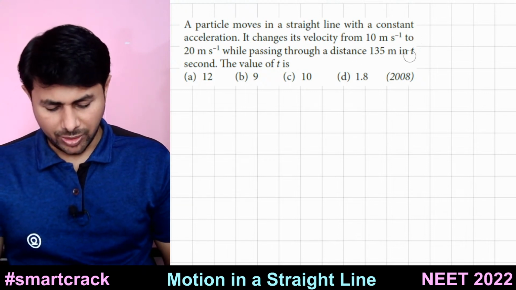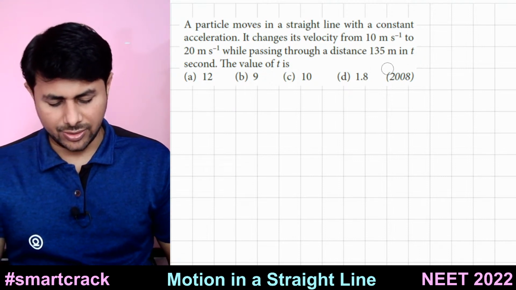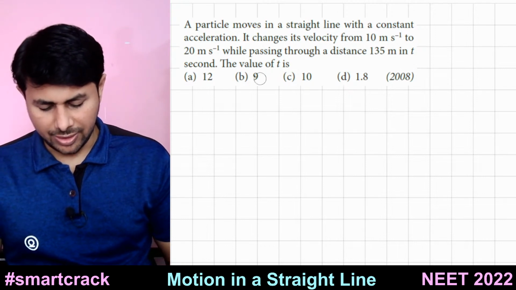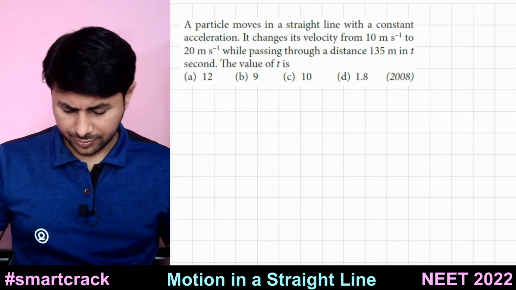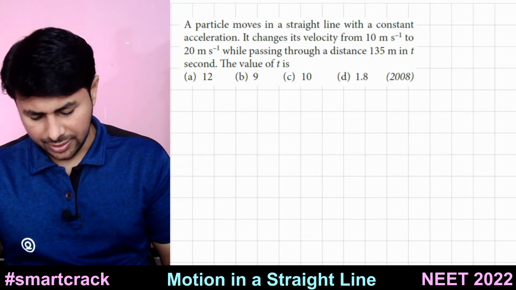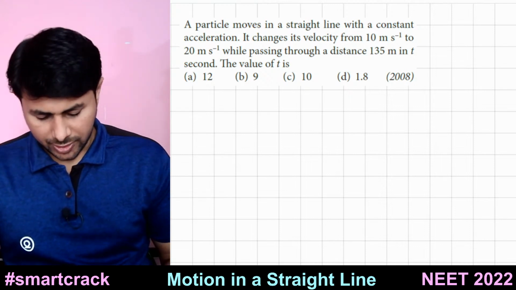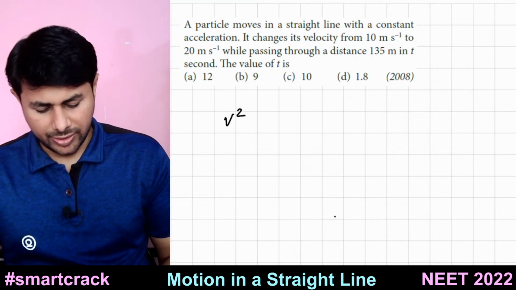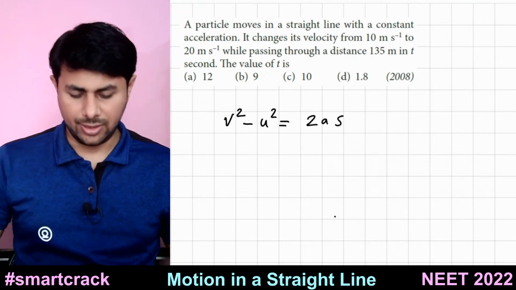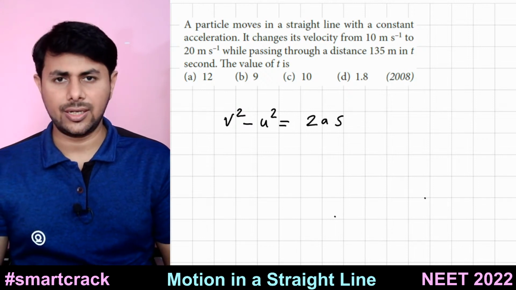A particle moves in a straight line with constant acceleration. It changes its velocity from 10 meters per second to 20 meters per second while passing through a distance of 135 meters in t seconds. The value of t is? So velocity changes from 10 meters per second to 20 meters per second. Distance is given. So you can use the formula v square minus u square equals 2 times a into s to find out acceleration, because the other three quantities are given.